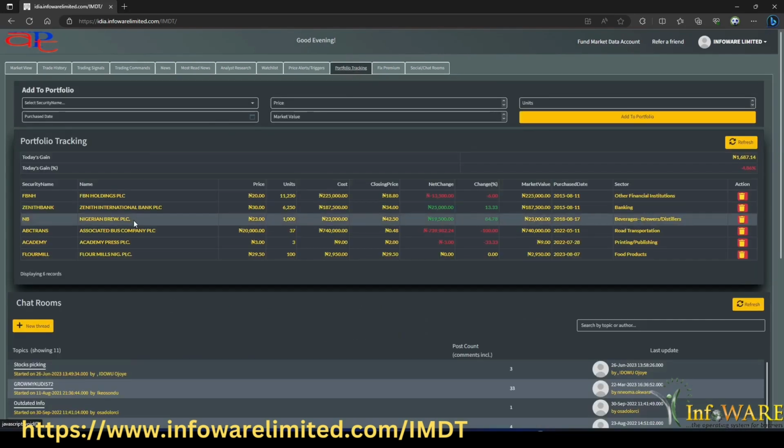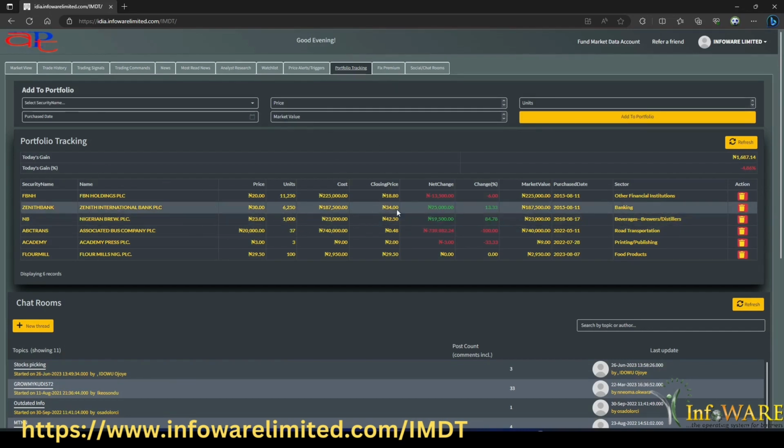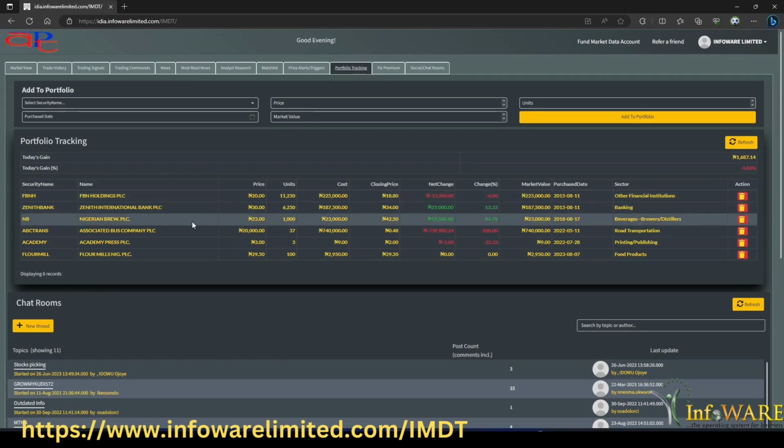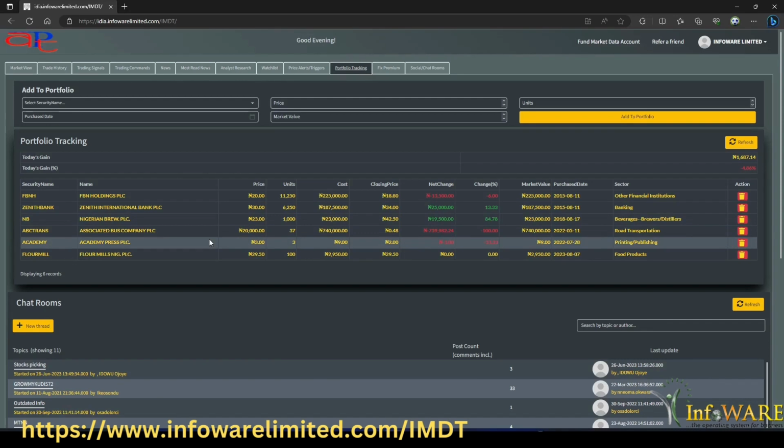The other page here is portfolio tracking. This is good for doing simulated portfolios or some level of back testing, because it allows you to input any security name. You select your purchase date, the market value that you want, and then the number of units, and it will put it there. So it basically tracks it for you going forward. These are not actual purchases, but simulated. One of the ways I use this is to do some back testing, where you can say, what if I had bought FBNH at this point in time, on a particular date? What will be the valuation now? Or what if I sold it at one point in time? What will be the valuation now?